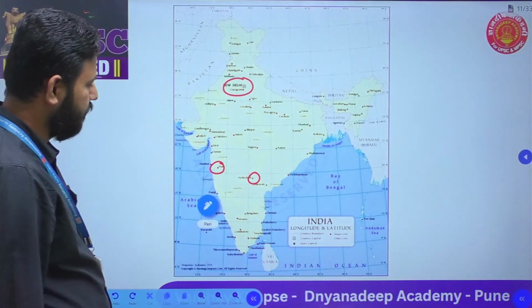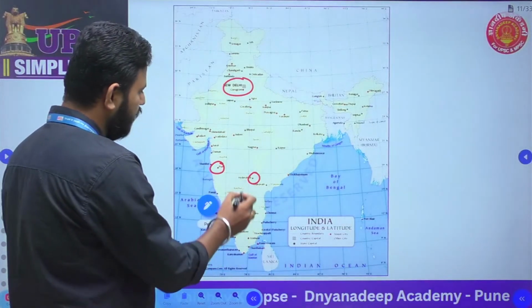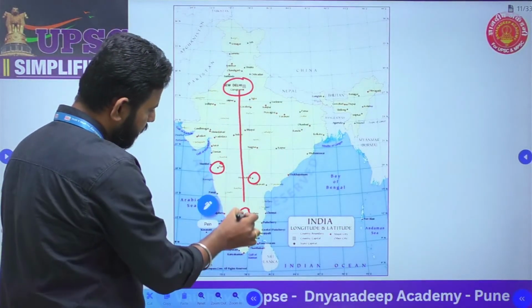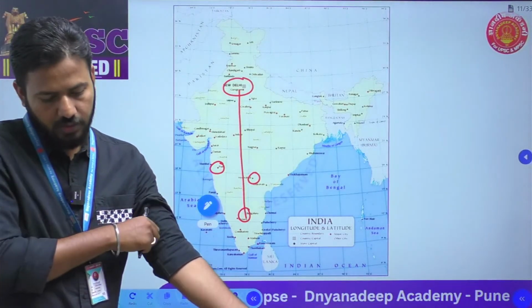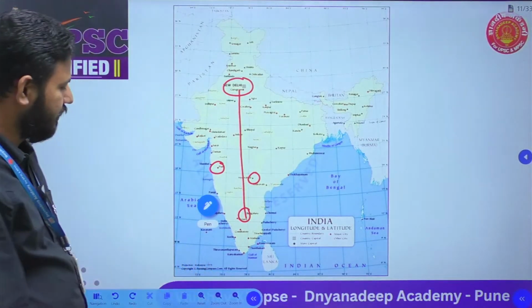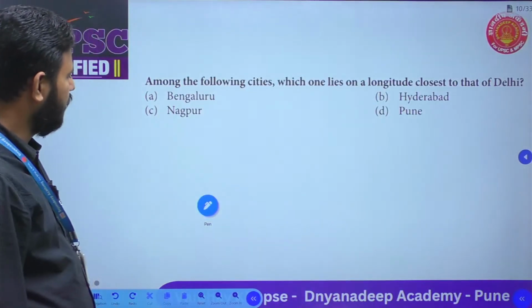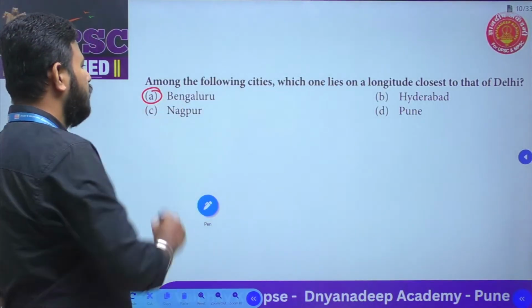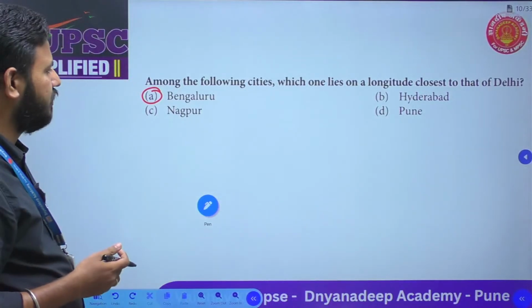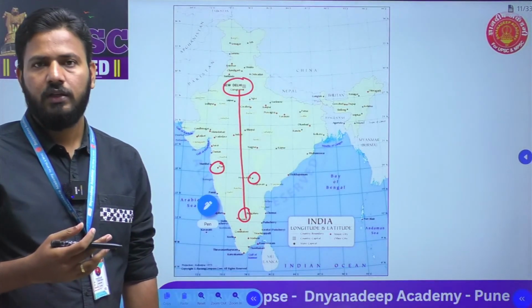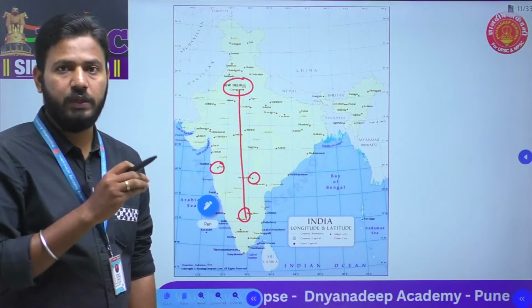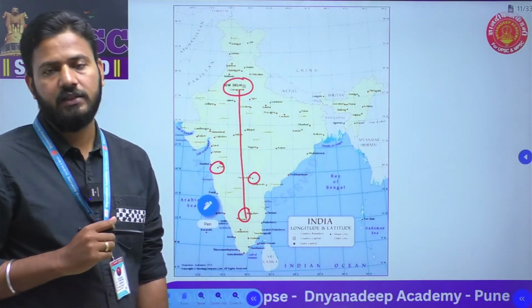Then we have Bengaluru. This is the closest to Delhi. See, this is the closest option to Delhi. So your answer here should be Bengaluru. So this is again a map based question. Study all the important cities on all the latitudes and longitudes. This has been a question in the previous years as well.